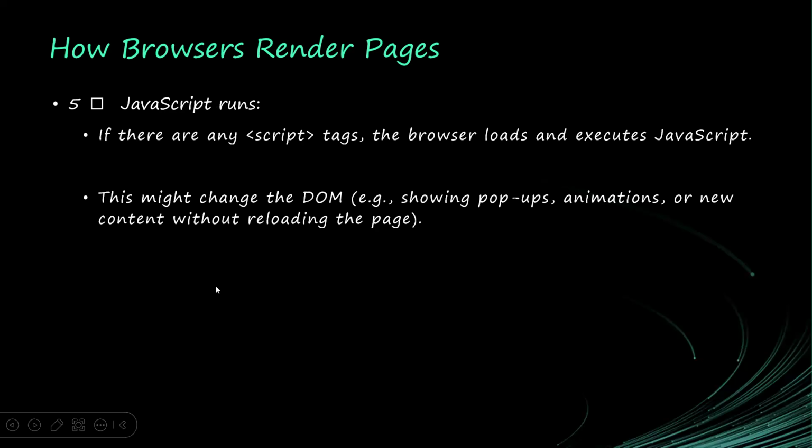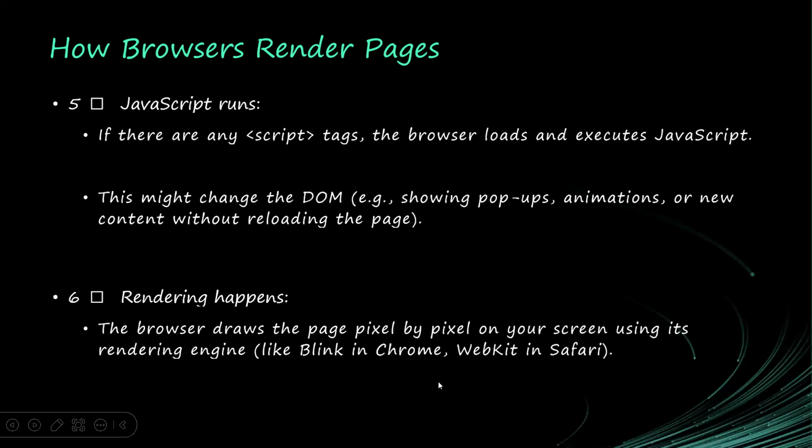So if there is any JavaScript, the browser would download it too, just like the way it downloaded the CSS. The browser would download it, and then it will be available. And then once it has downloaded all these things, it will now render it to the screen.